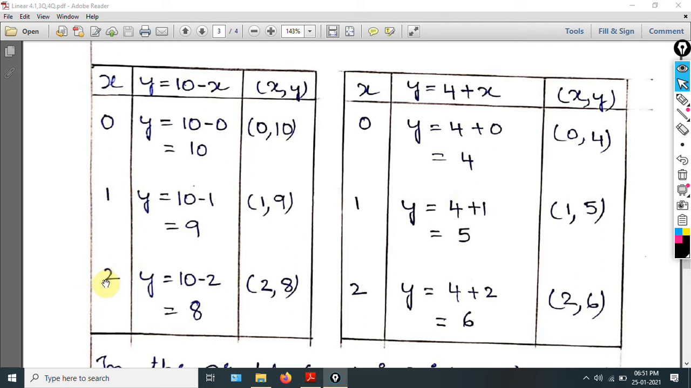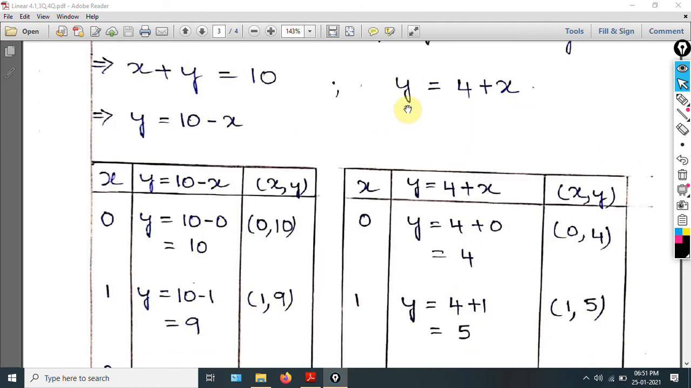Next we are taking x value as 2. So y equal to 10 minus x. So 10 minus 2. X value is 2, no, so 10 minus 2 equal to how much we'll get? 8. So here x, y value we have to write: x is 2, y is 8. So 2 comma 8. Okay.